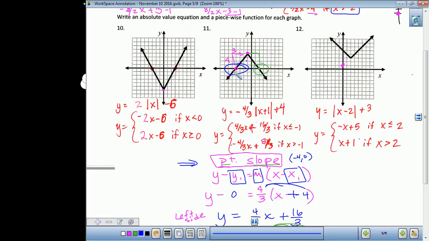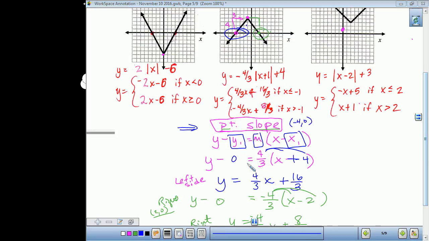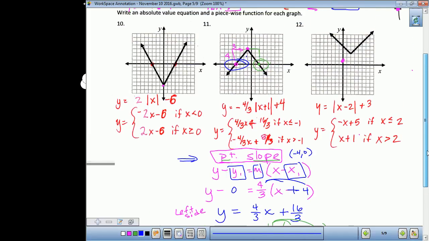And then you plug in the slope for that ray. Up 4 over 3, 4/3. Now, I don't have to move the 0 over because it makes no difference. I distribute the 4/3 and I get the equation for the left side. 4/3 x plus 16/3. There we go. Now for the right side, I did the same thing.